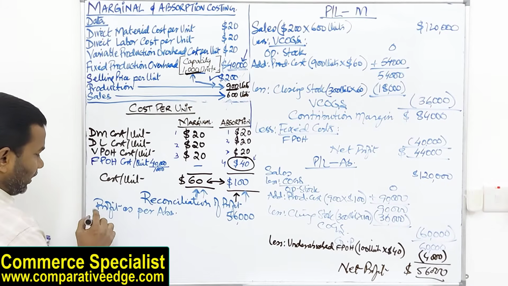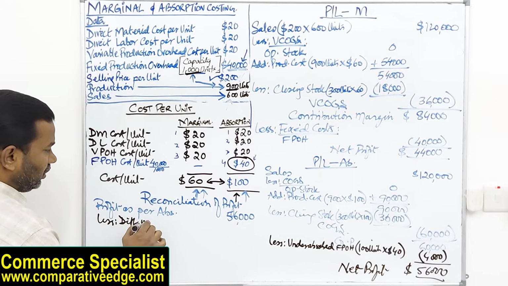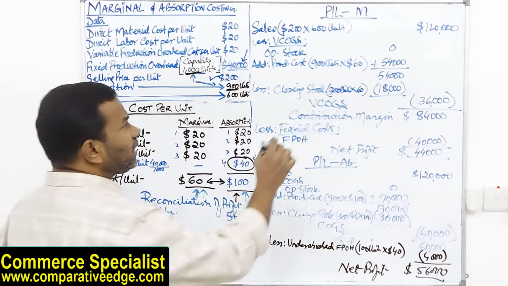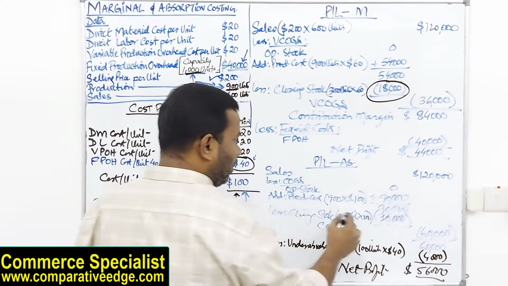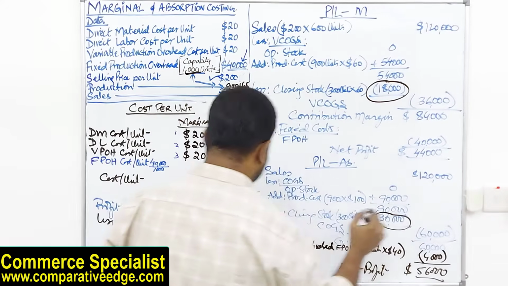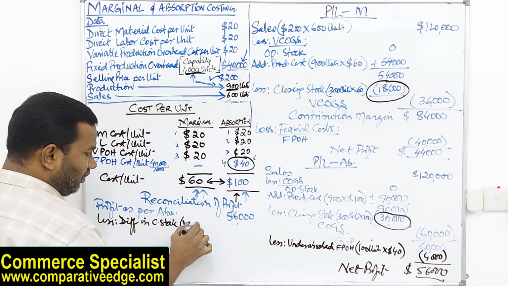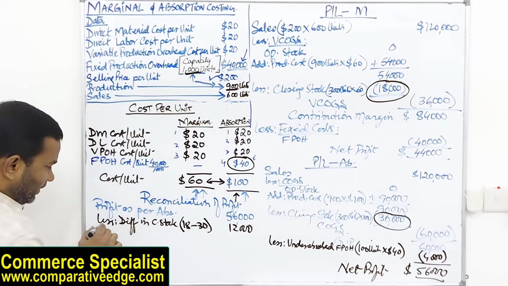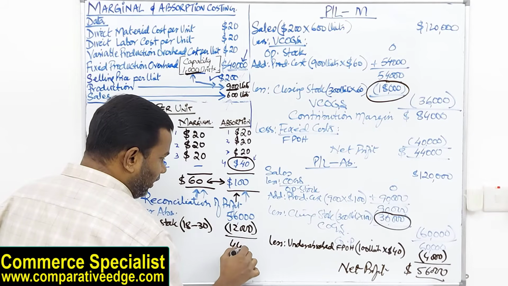Less difference in closing stock. Now, if you notice, the closing stock over here is 18,000 and the closing stock here is 30,000. So if I find the difference in closing stock, which is 18,000 minus 30,000, gives me 12,000, and I wrote less. So less, you will get 44,000.